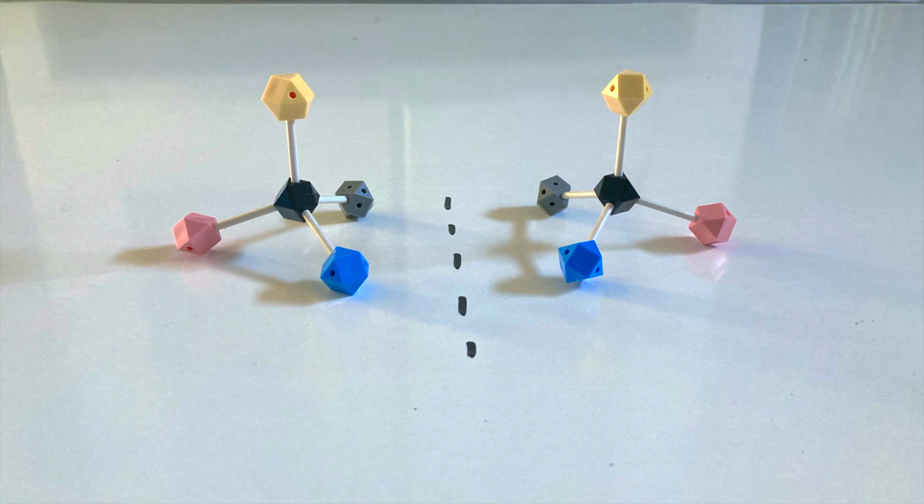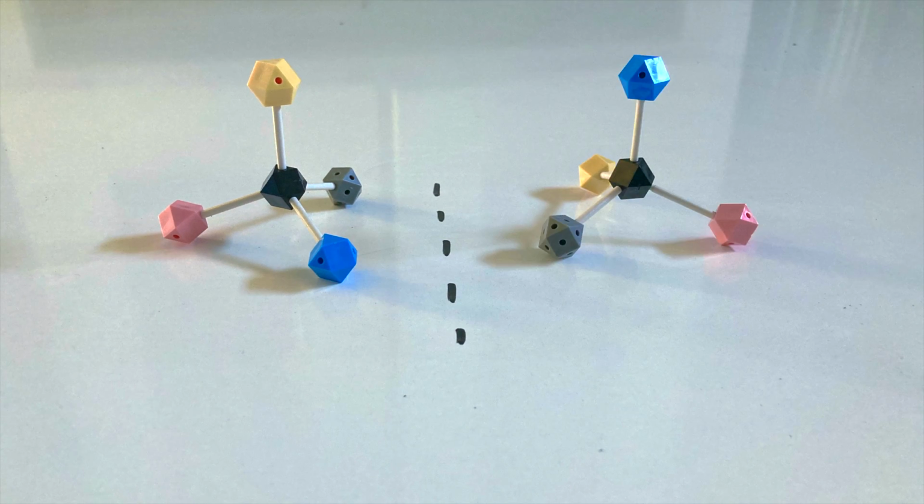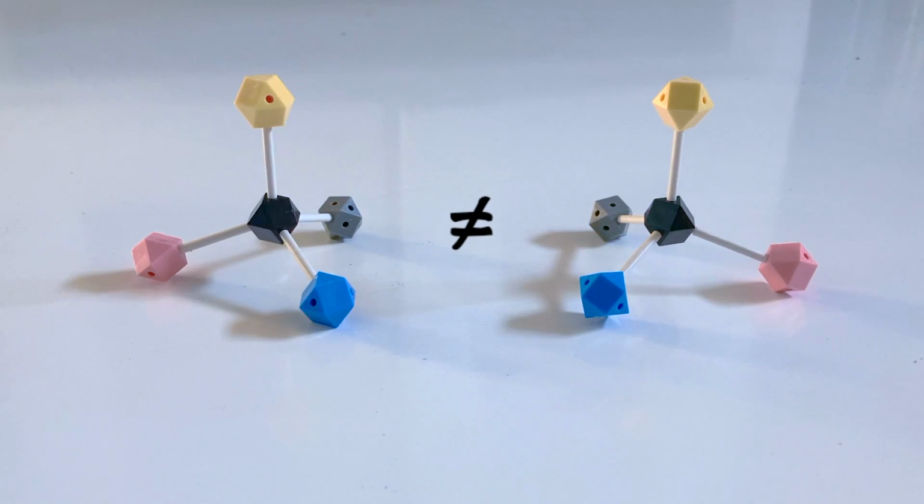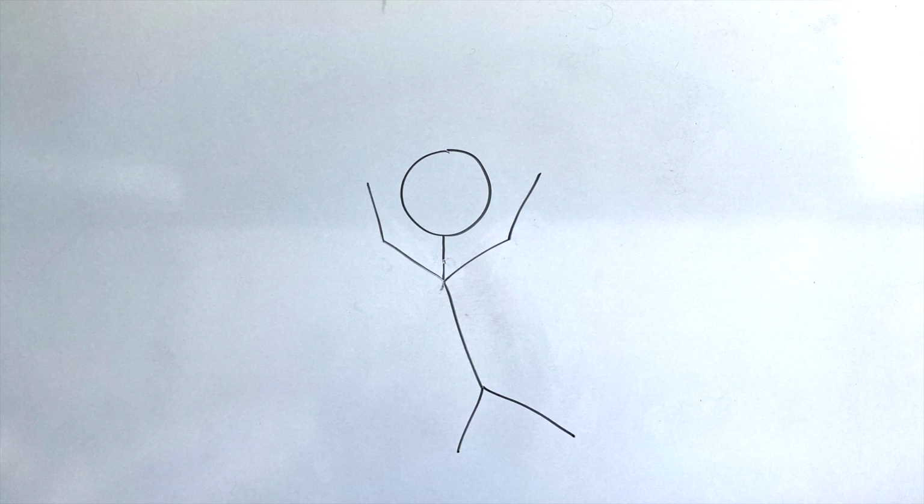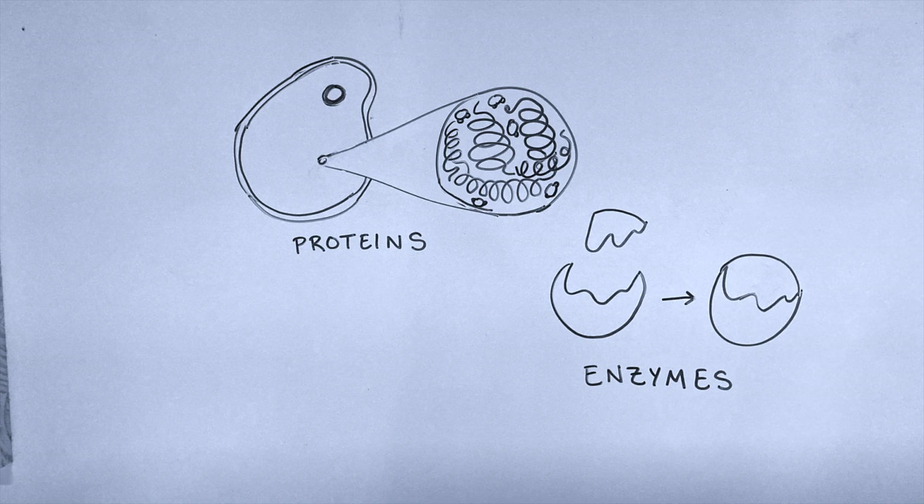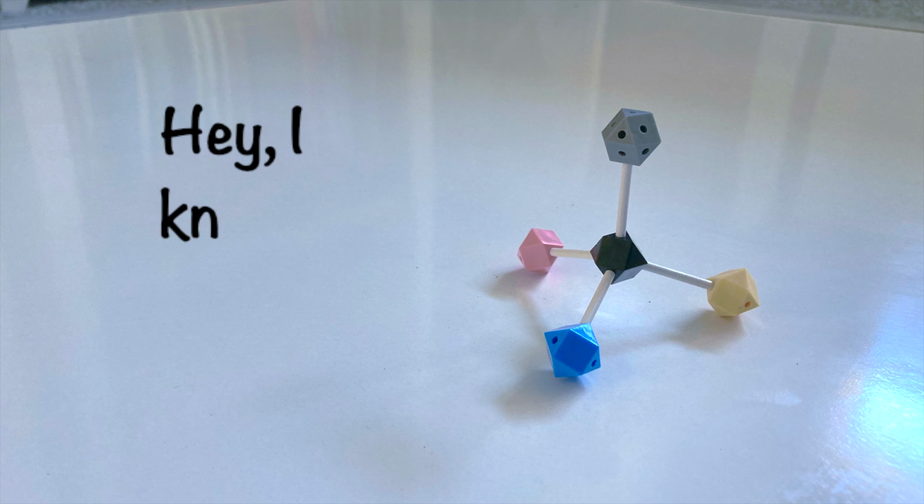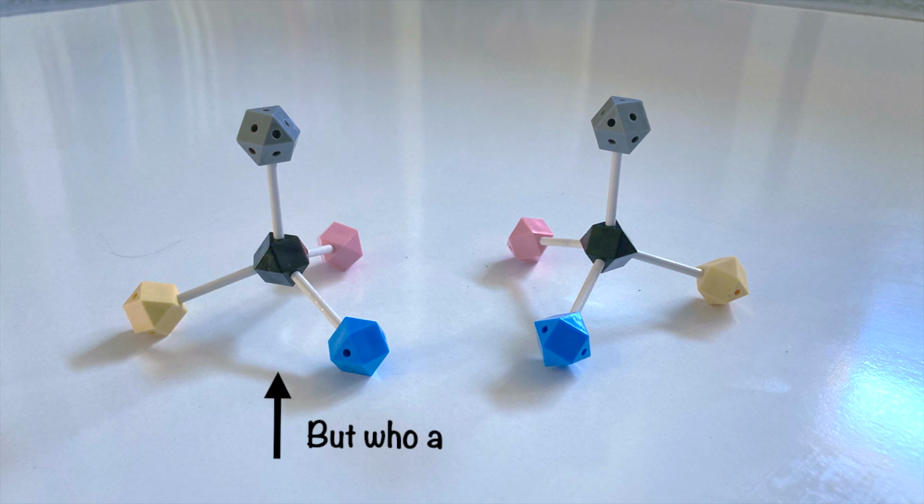So just like my shoes, no matter how I move these enantiomers around, the closest I can get to identical is a mirror image. And since many molecules in the human body are chiral, like proteins, enzymes, and receptors, our bodies recognize enantiomers as two distinct substances and respond to them differently.